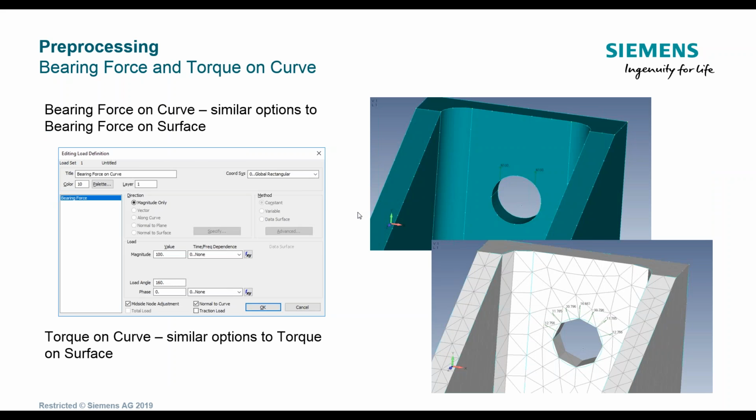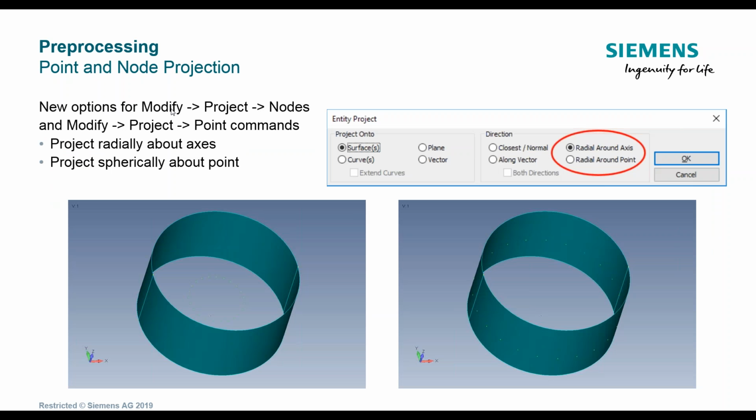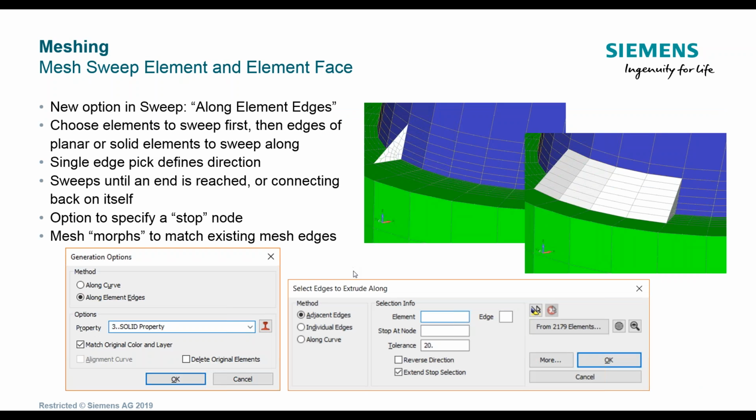We talked about the bearing and torque forces. They now have a new feature, modify project nodes radially or spherically around a point, which is a cool new little feature. This is one we didn't talk about. This is similar to the mesh extrude in both directions that we did, but this allows you to extrude elements through a sweep, but you don't have to reference the sweep path with geometry. It can follow element edges and sweep and connect and merge the nodes as you go. So that's really cool.